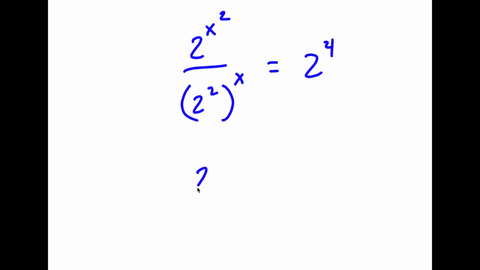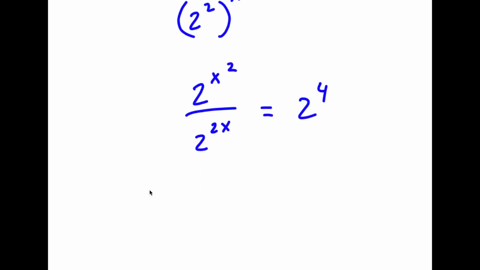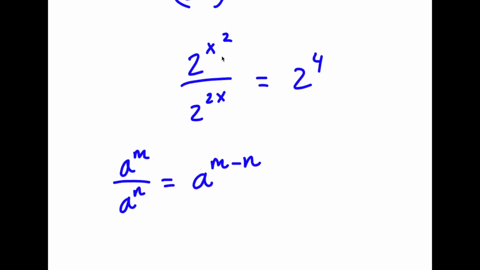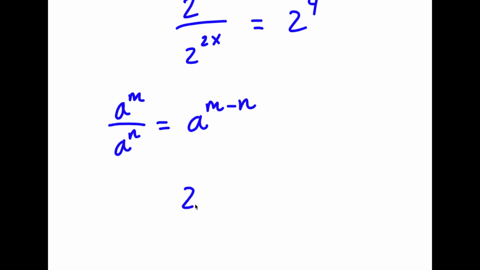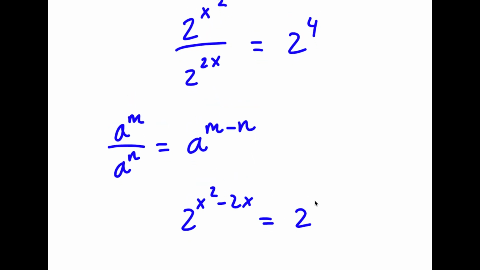Now this is the same thing as 2 to the power of x squared over 2 to the power of 2x is equal to 2 to the power of 4. Now if I have something in the form a to the power of m over a to the power of n, this is equal to a to the power of m minus n. So 2 to the power of x squared over 2 to the power of 2x is going to equal 2 to the power of x squared minus 2x, which is equal to 2 to the power of 4.